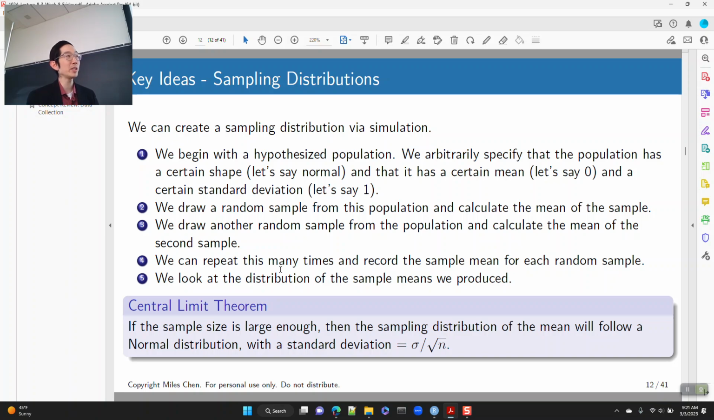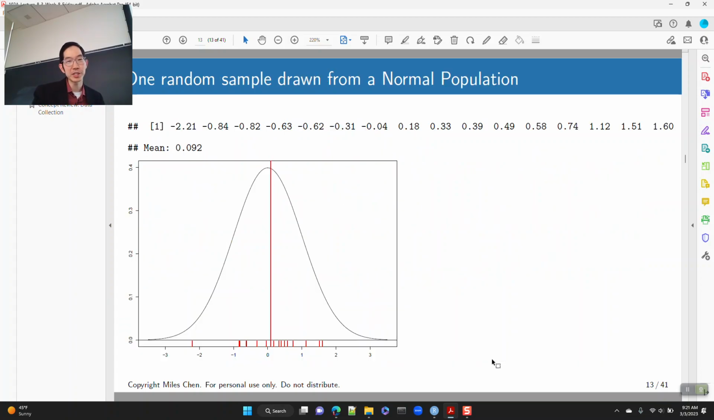And it's amazing because, in this example, I'm saying the population is normal, but even if the population does not have a normal shape, even if it's this really weird skewed shape, or a multimodal thing, or even a kind of dichotomous population, if your sample is large enough, the sampling distribution of the mean follows a normal distribution. So here's just an illustration.